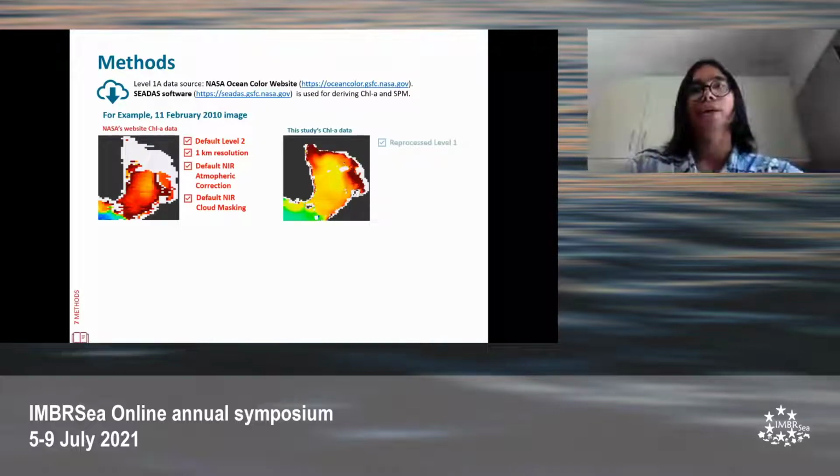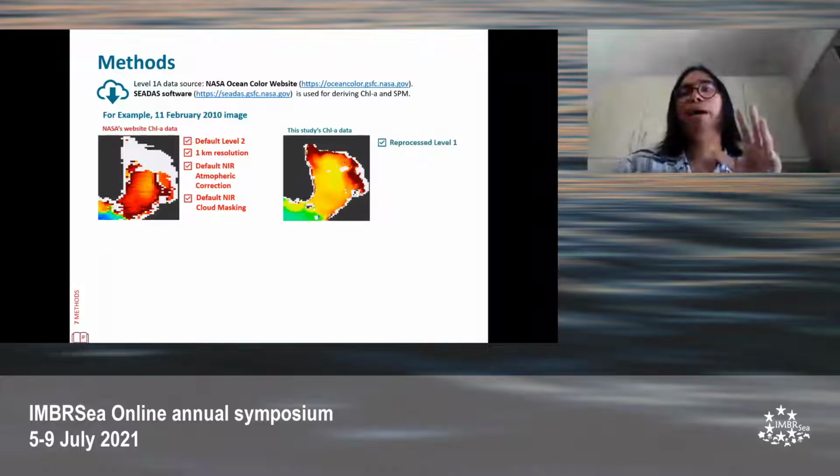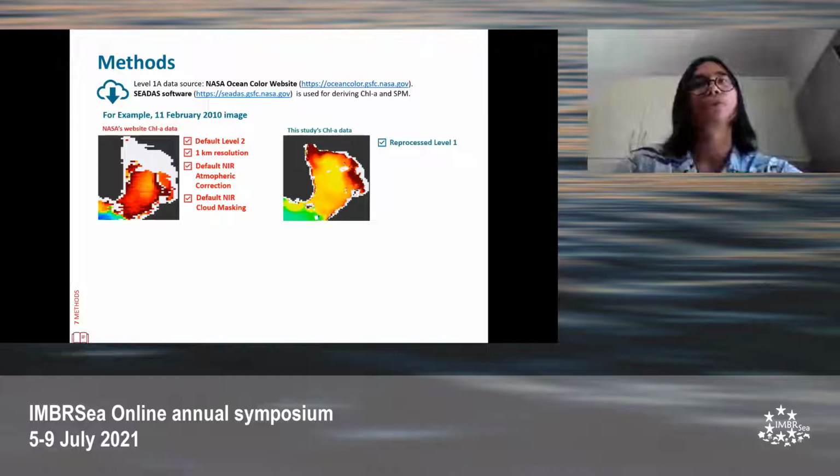In this present study, however, we moved back one step, and then we reprocessed the level 1 data instead to produce level 2 images. Then we have the 250-meter resolution, and we modified the atmospheric correction and also the cloud masking.